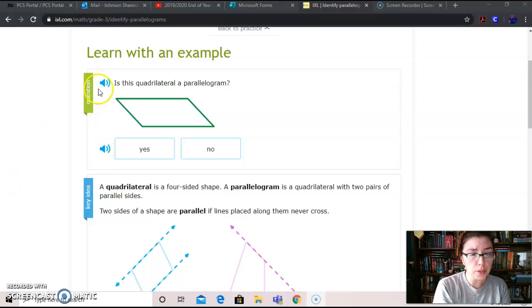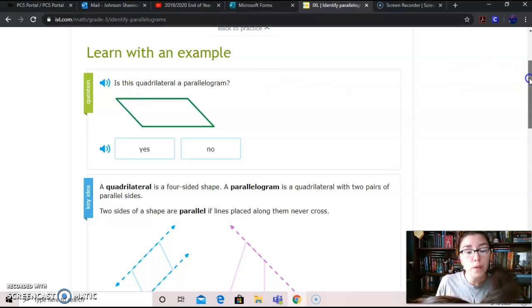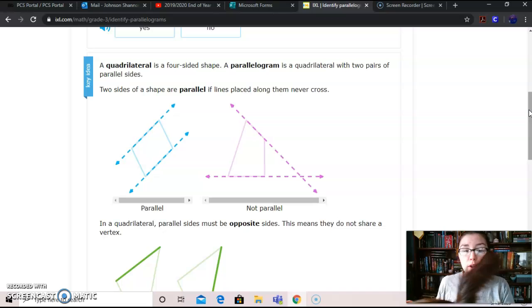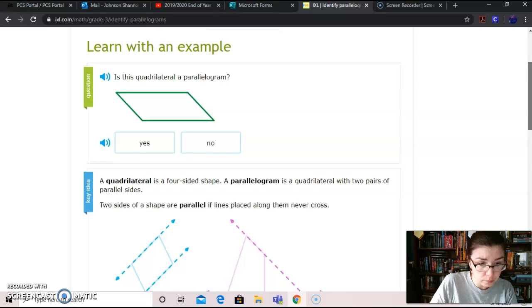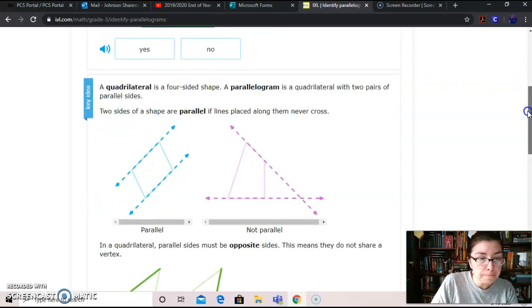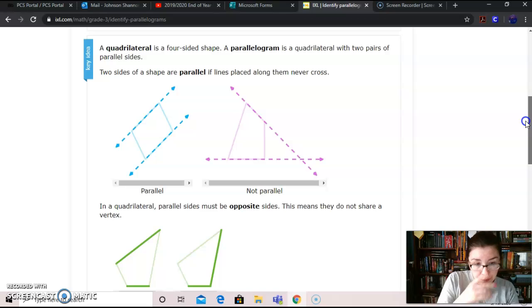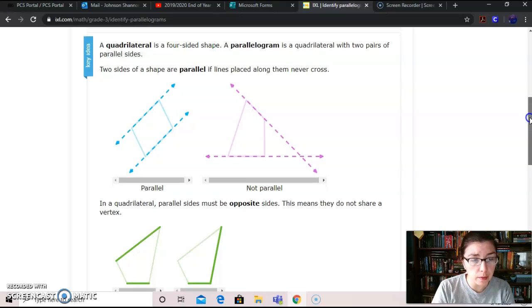So looking here on the screen, it asks us, is this quadrilateral a parallelogram? Okay, and you have to choose yes or no. So we've got to review again. Quadrilateral, four-sided shape. Is it a four-sided shape? Yeah, we have one side, two side, three side, four sides. Okay, so there's four sides. Then we have to think, is it a parallelogram? So remembering that a parallelogram is a quadrilateral with two pairs of parallel sides.